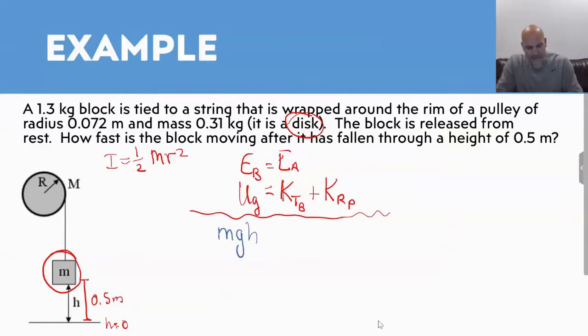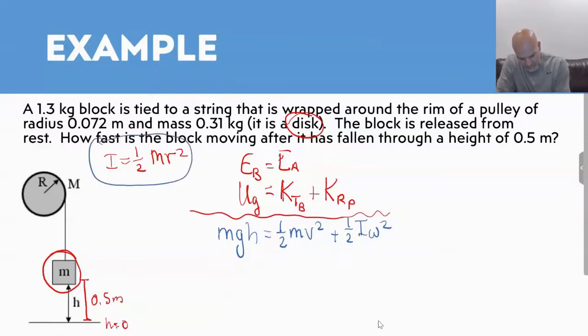So I have mgh. Now, don't confuse your m's. Little m is going to be our block, big M is going to be our pulley. So we have the kinetic energy of the block plus the kinetic energy of the pulley. But here's our I for the pulley. Then we're going to say omega is v over R because linearly it's going to move with the same speed as the block falls. So I'm going to substitute that in there and watch what happens to our equation.